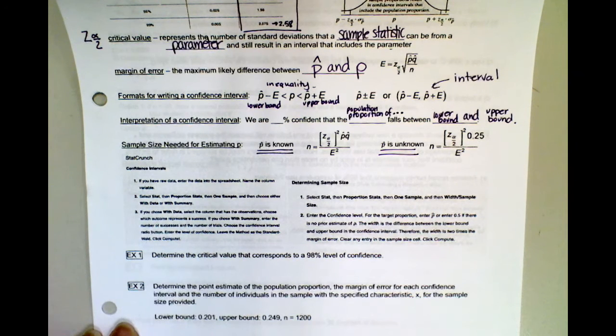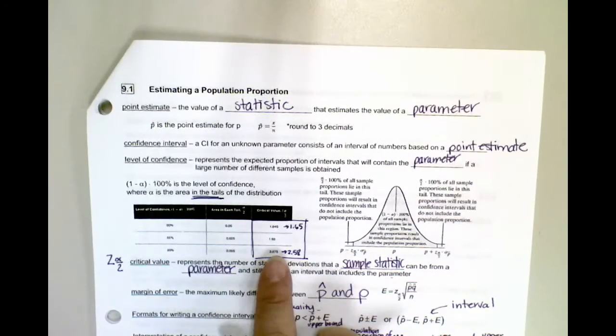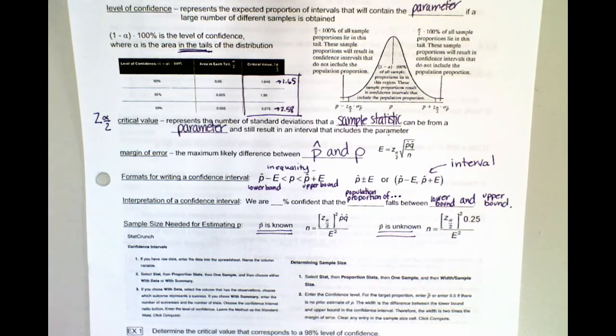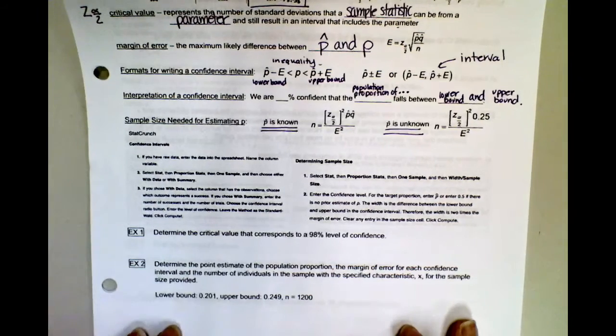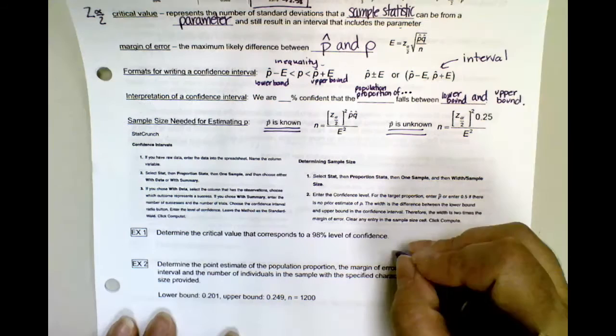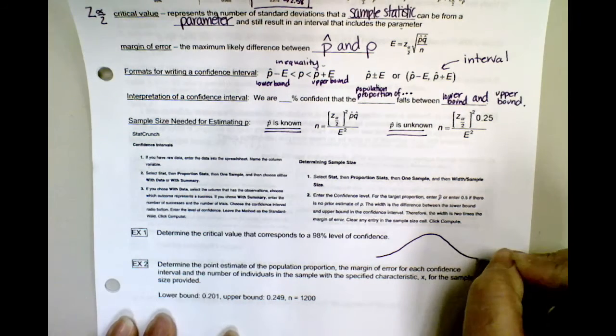Example 1 asks us to determine the critical value that corresponds to a 98% level of confidence. We have given in this table the critical values that go with our 3 most common levels of confidence. But we can use any level of confidence, so we need to be able to find the critical value, the z sub alpha over 2 that goes with that. The way that we do that is very familiar because it's what we've been doing now for a couple weeks.